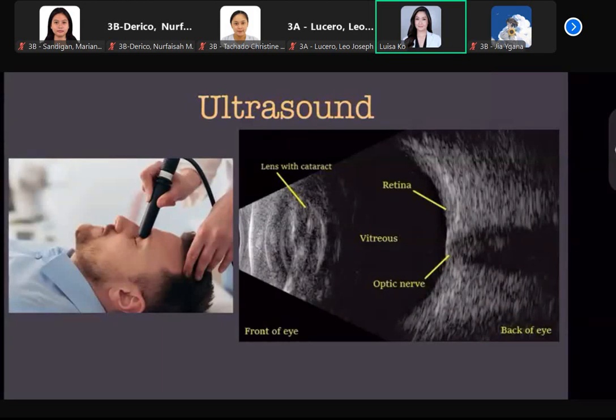Of course, the vitreous cavity is supposed to be blank. No, it's supposed to be hypoechoic like this. And then this is the posterior shadow of the optic nerve. Okay, we're all oriented also in ultrasound na ha? So we can proceed with the clinical vignettes.